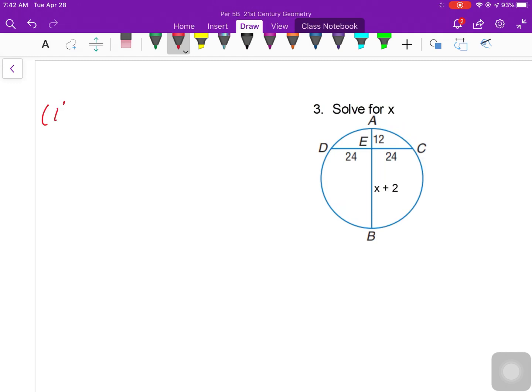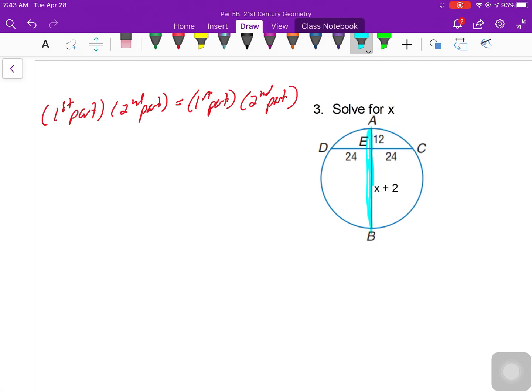Here we have two chord segments again. So once again, we're going to follow that same pattern. First part times second part equals first part times second part. And when we look at it, let's consider this vertical one to be our first segment. So we would have 12 times x plus 2 equals, and then on the other one, we would have 24 times 24.